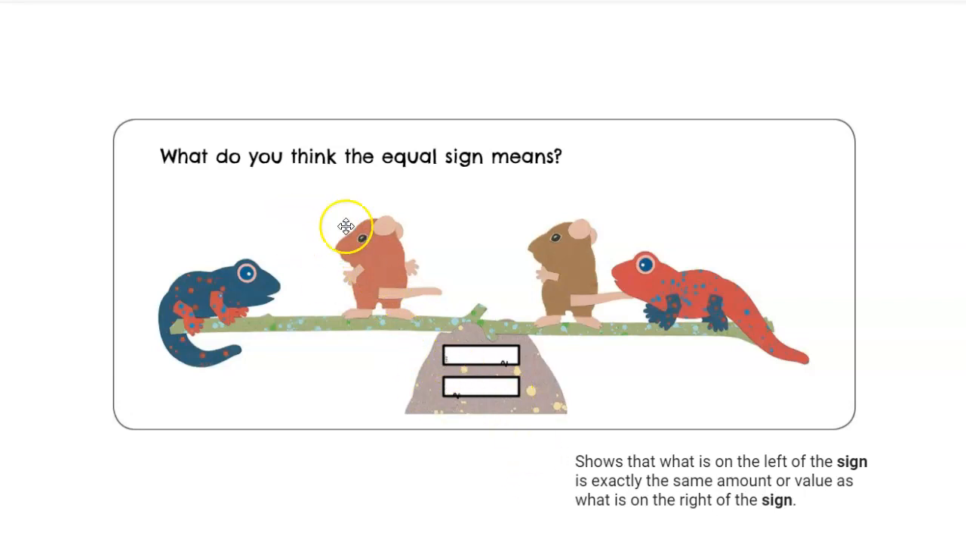The equal sign means that the same amount on the left side is the same amount on the right side, or the value. Here, I have two animals. It's the same as two animals. So we have 2 equals 2.